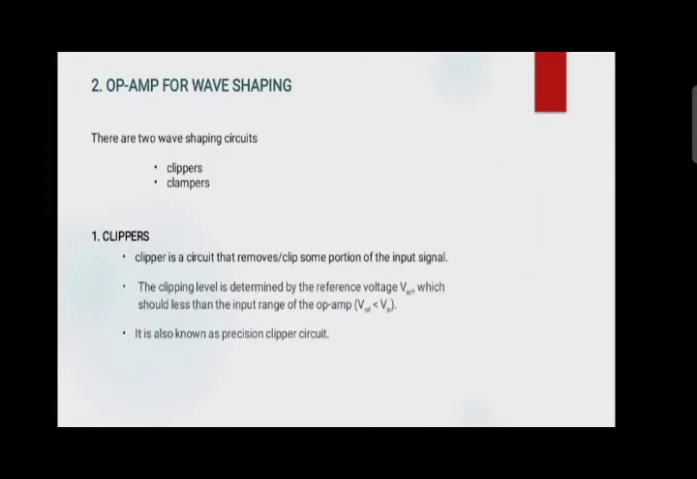Our second topic is op-amp for wave shaping. There are two wave shaping circuits, clippers and clampers. First we are going to see clippers. A clipper is a circuit that removes or clips some portion of the input signal. The clipping level is determined by the applied reference voltage. This circuit is also known as a precision clipper circuit because it cuts the input voltage exactly at the reference voltage.